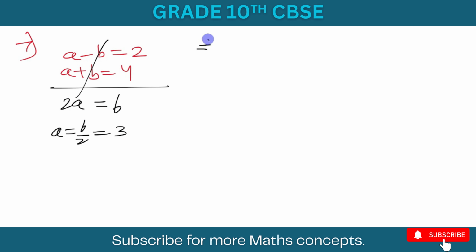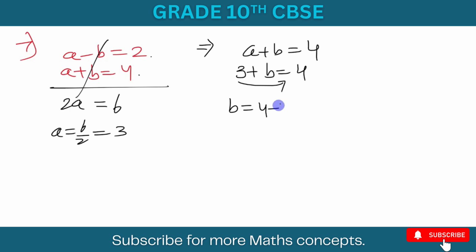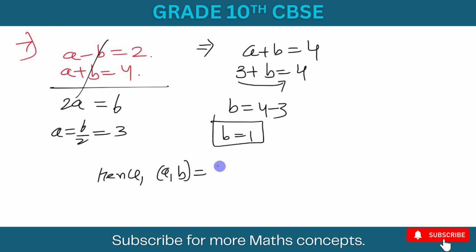Now this we can put in any of the equations. Either you put it in the first equation or you put it in the second equation. That is your choice. For example, I am putting it in the second equation. a plus b is equal to 4. So a equal to 3, b we don't know. So basically what is the b answer? 3 will transfer to that side. So 4 minus 3 answer will be what? 1. Okay, so hence what is the answer? The solution is 3 and 1, the ordered pair.